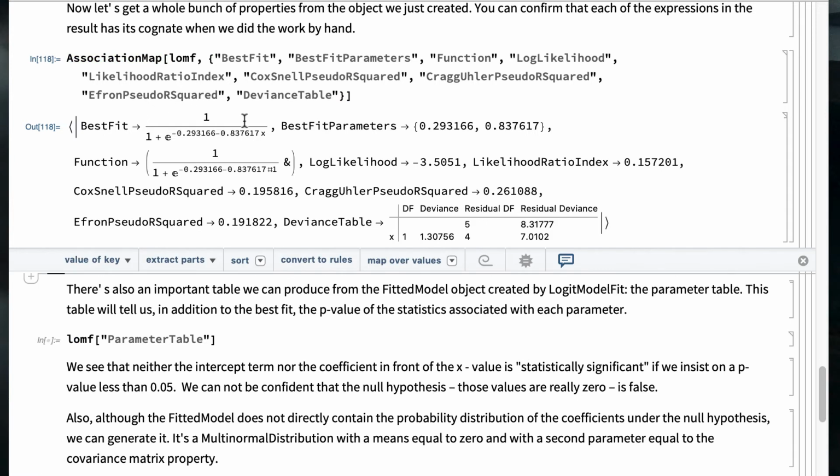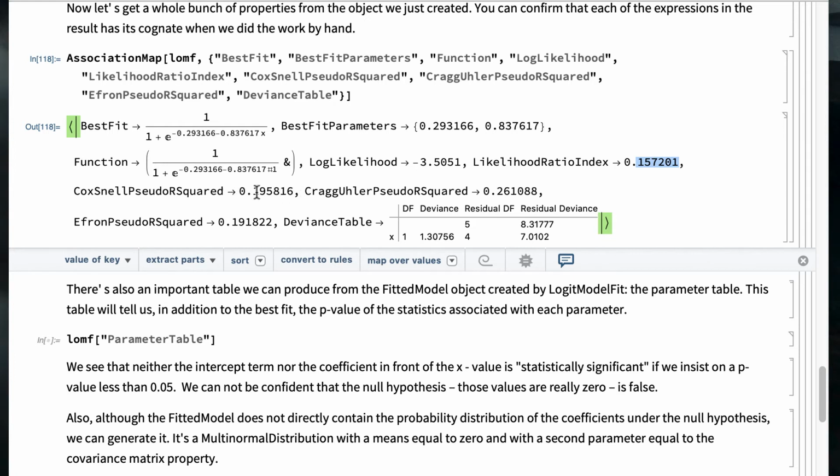So this is our best fit formula. It looks exactly like what we got before. Here are our best fit parameters, exactly what we computed by hand. Here is this fit expressed as an anonymous function. Here's that log likelihood that we computed. Remember that number, our negative log likelihood was 3.5, so our log likelihood is negative 3.5. You remember that McFadden pseudo R squared, and I told you it was sometimes called the likelihood ratio index? There it is.